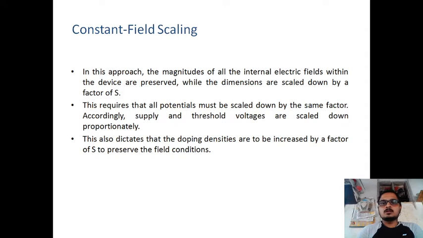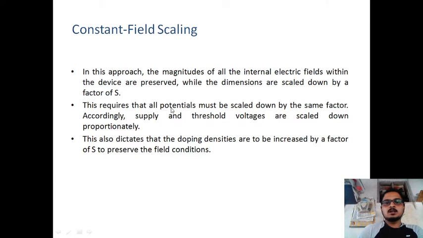Okay, do you understand what I am telling? Put the internal electric field as constant and scale the device size and dimensions and supply voltage. Okay, see here, in this approach the magnitude of all the internal electric fields within the device are preserved. Preserved means within the device are put as constant. All the internal electric fields are preserved, while the dimensions are scaled down by a factor S. Dimension is nothing but a device size. When you decrease the dimensions, means the device size also decreases. The dimensions of the transistor are scaled down by a factor S.